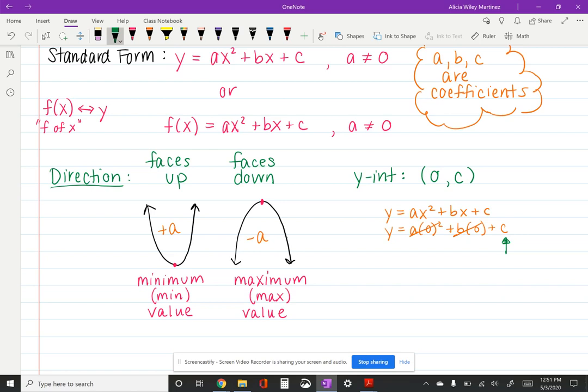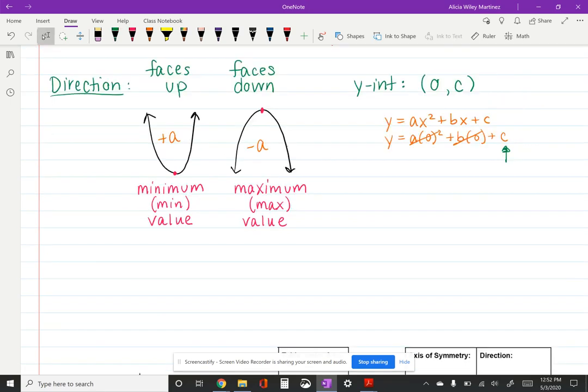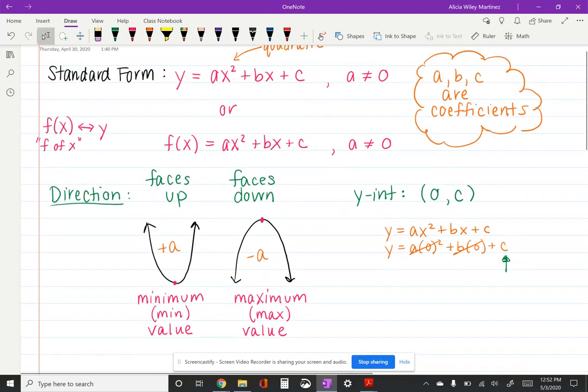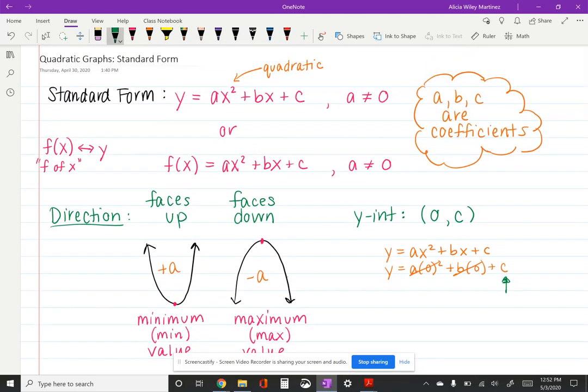Remember, for our y-intercept, we should always write it as an ordered pair, and ordered pairs should always be written with parentheses. So now let's go to some more specific examples about what this standard form can tell us about our quadratic graph.